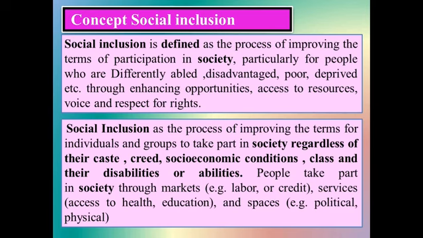People take part in society through markets, for example labor or credit, services, for example access to health, education, and spaces, for example political and physical. Experiencing discrimination can lead to poor health, both physical and mental, taking years off life expectancy. We know that racism can directly or indirectly exclude people from accessing services or participating in employment, education, sports and social activities. So social inclusion is very necessary for these purposes.